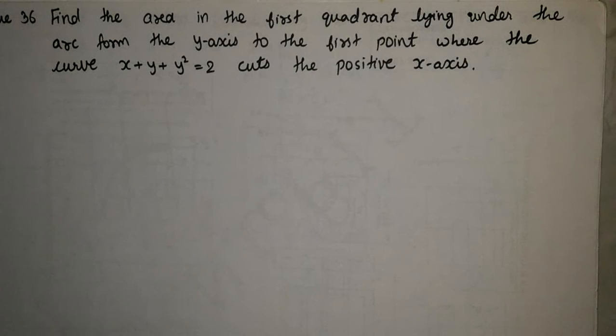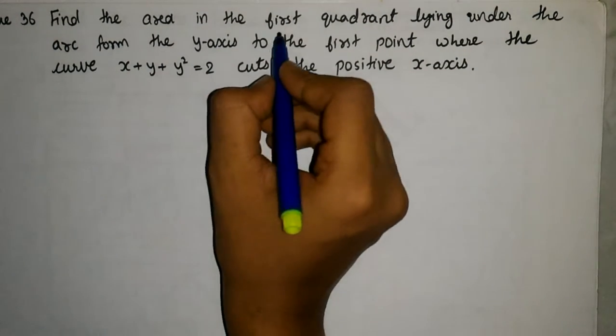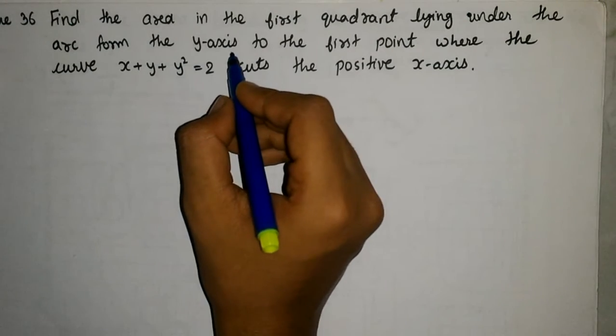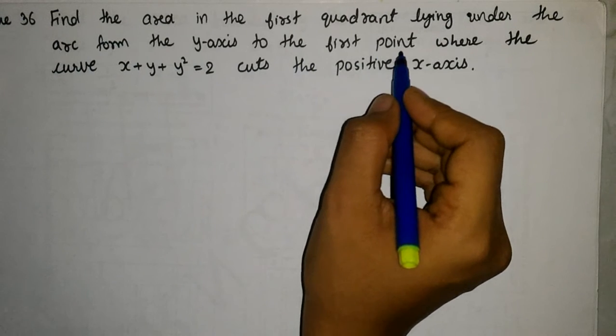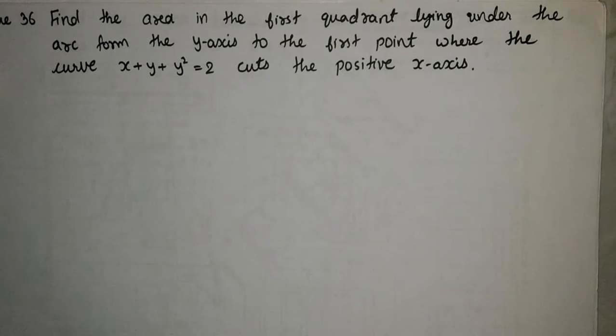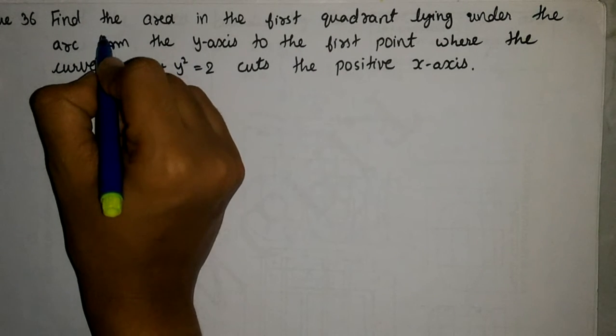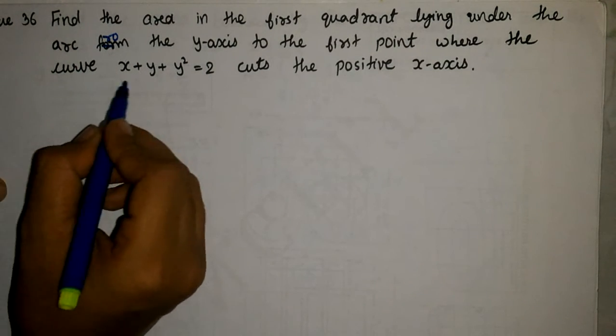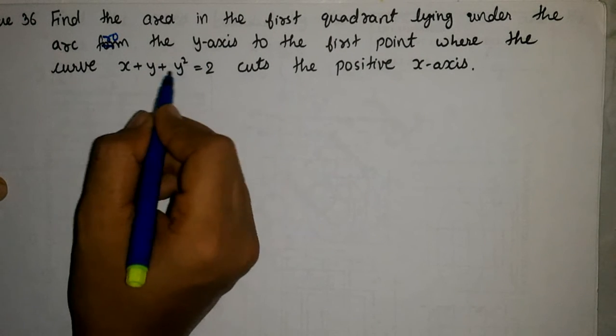Here we have to find the area in the first quadrant lying under the arc from the y-axis to the first point where the curve x plus y square is equal to 2 cuts the positive x-axis. So we have to find the area from the y-axis to the first point where the curve cuts the positive x-axis. We will come to know this curve when we draw the graph. So let's first solve this equation.